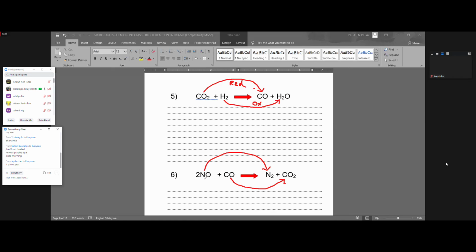Nitrogen monoxide, yeah? Okay, that one you must know the name. CO is carbon monoxide, that one we know. N2 is nitrogen. CO2 is carbon dioxide. Okay, these are the four names. Huh? NO is nitrogen monoxide.